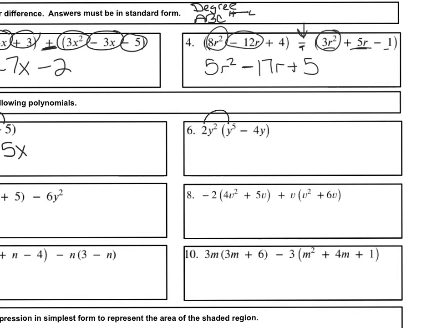This would be 2 times 1 is 2, y squared times y to the 5th. Add your exponents, y to the 7th. 2 times negative 4 is negative 8. y squared times y to the 1. Add your exponents, y cubed. Okay, they're different exponents, so I can't combine them. So that's my simplified answer.